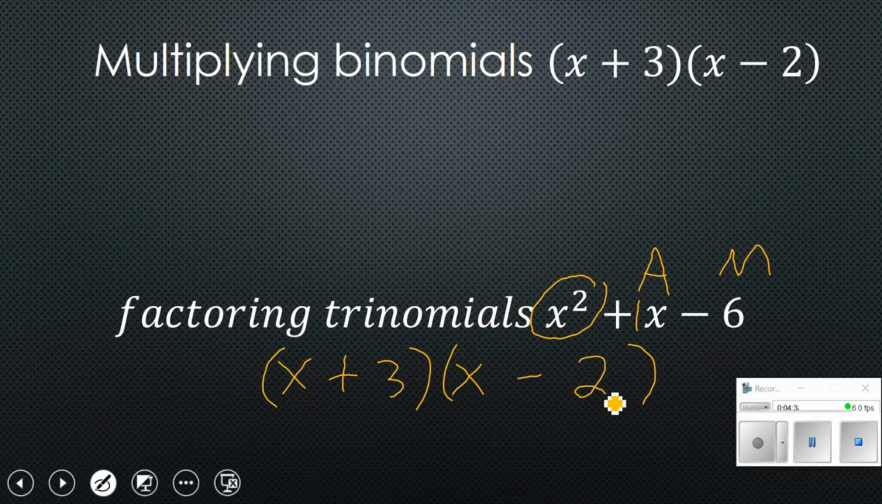So notice we ended with what we started with here. So this is a good example of just an x squared. So when it's just x squared, we're just going to use a set of parentheses and lay it out like that.